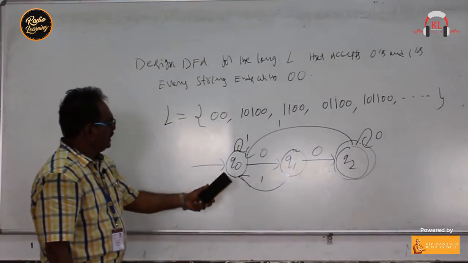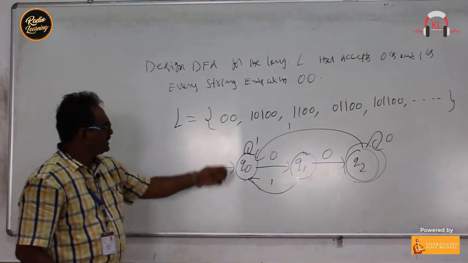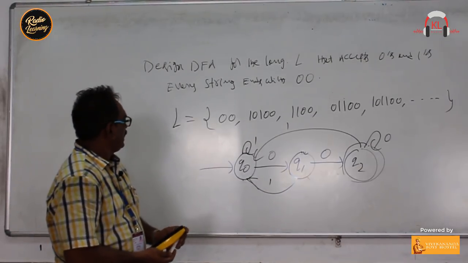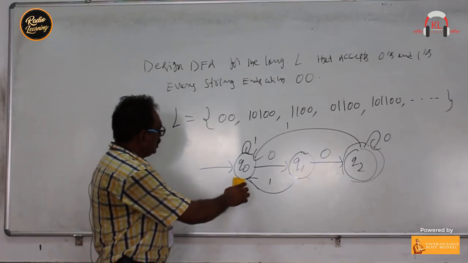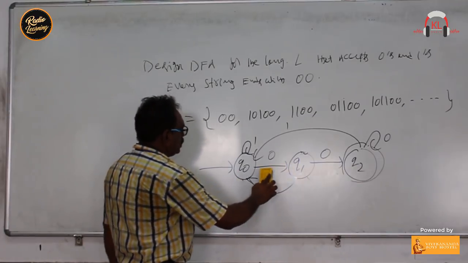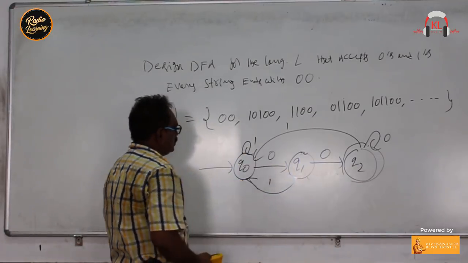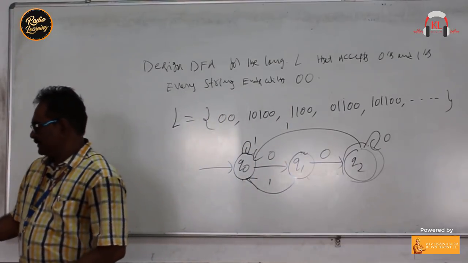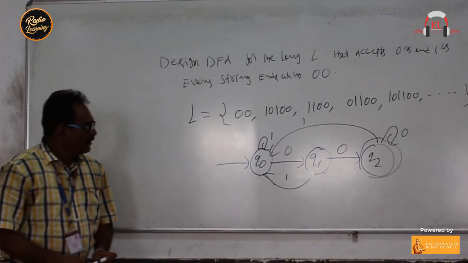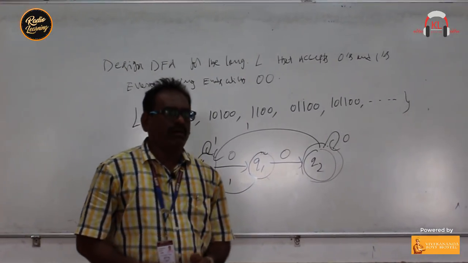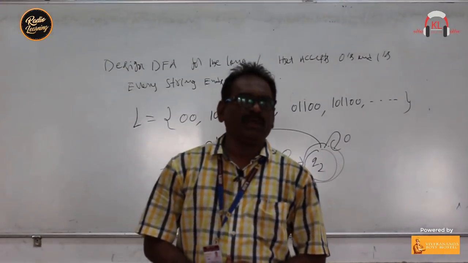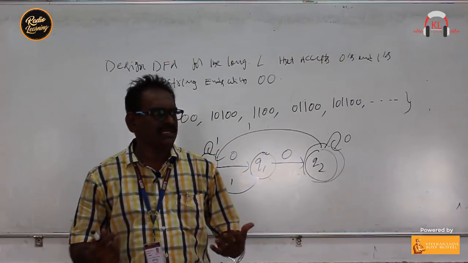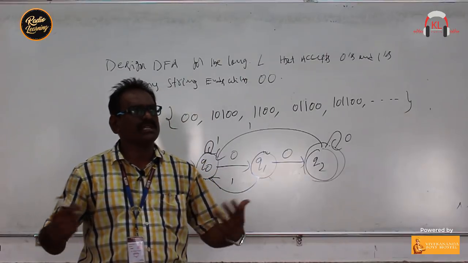Now let us take any valid string that should be accepted. Q0 on 0 goes to Q1, Q0 on 1 stays at Q0. So this is the design for the language. Like that, we can design finite automata for any kind of formal language. This is the main concept to design the languages.